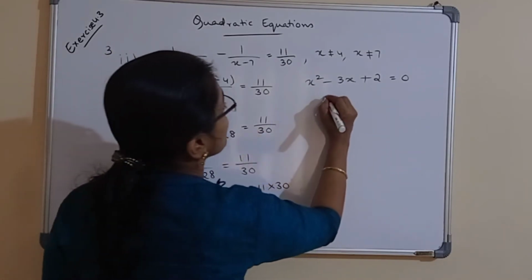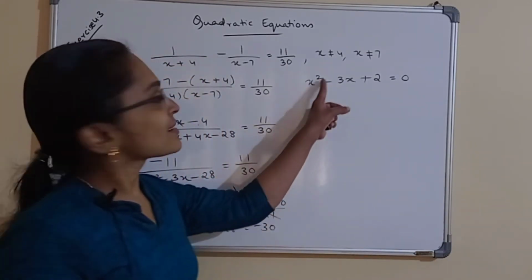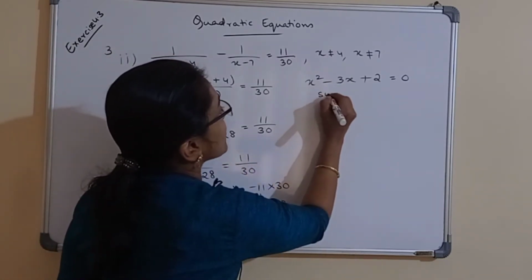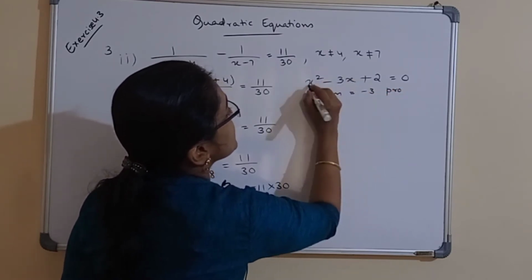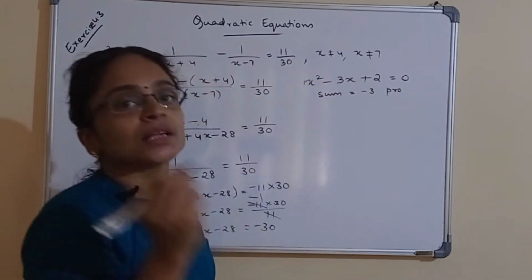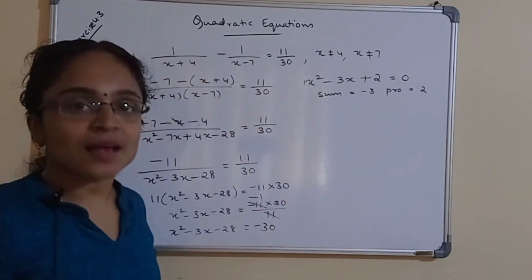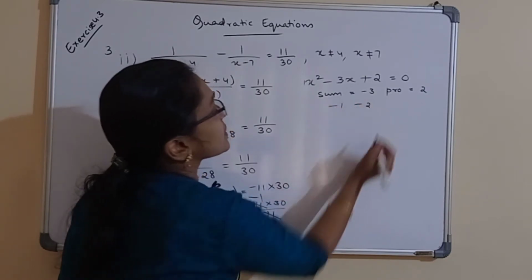Now, we can do this by factorization itself. So we have to get sum as minus 3 and product as 2. AC, A here is 1. So 1 into 2 is 2. Product 2 and sum minus 3 means the numbers can be minus 1 and minus 2.